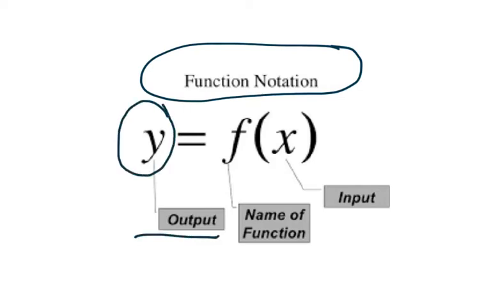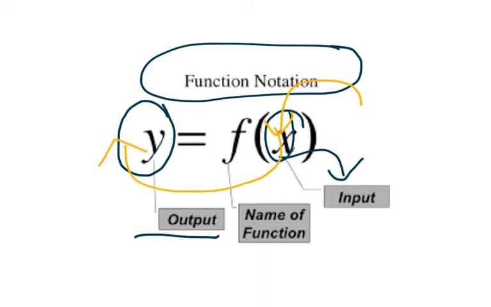Y is our output and x is our input. And that's what a function is kind of like. It's like a machine. You put something in and you get something back out. The way this function notation works, y is the number we're going to get out of the machine. F is the name of the machine, or the name of the function. And x is what we're putting into the machine. So f is just the name of the machine.